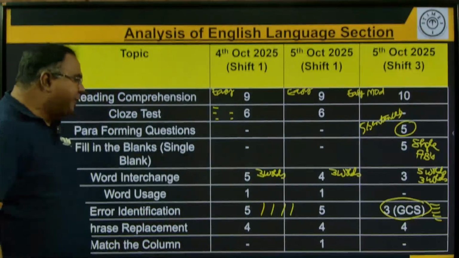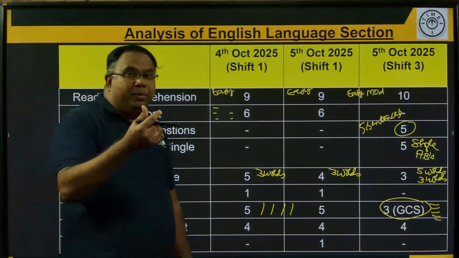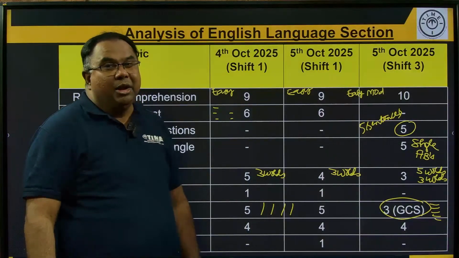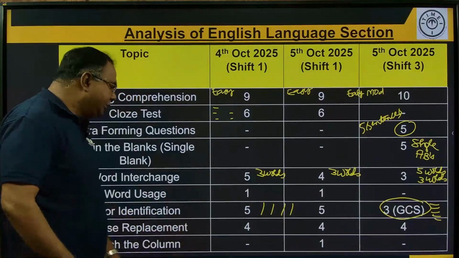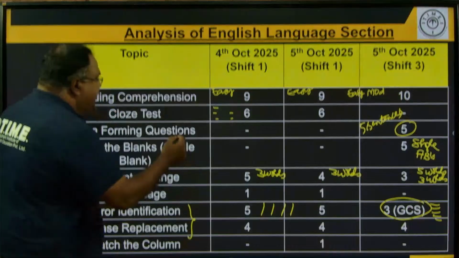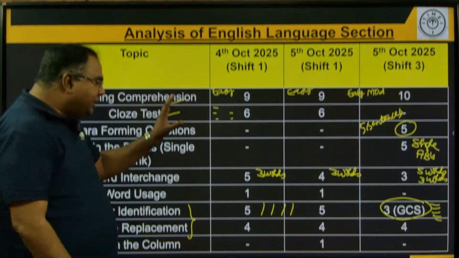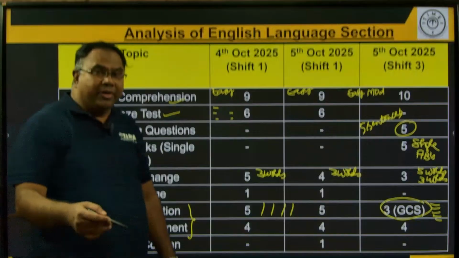Then phrase replacement, where a part of the sentence is given in bold, and you need to see which is the best fit to replace that particular bold part. These 2 are standard, regular models. Cloze test is a regular model. Reading comprehension is a regular feature. So all these are easy to solve or easy to crack.